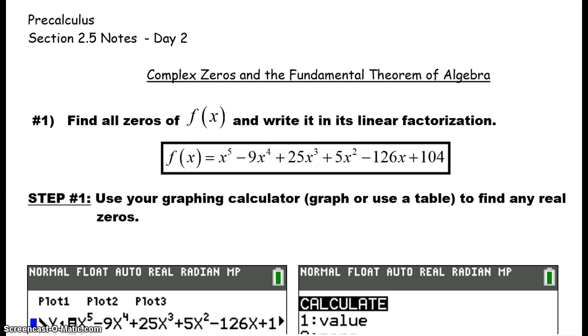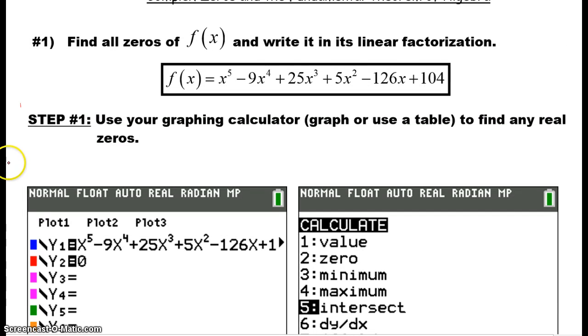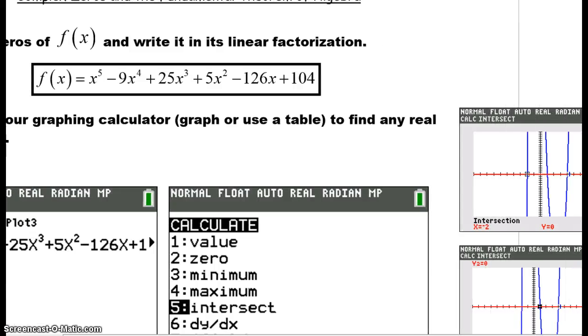So the first goal is to use our graphing calculator to find any real zeros. We need to know the real ones so that we can do some synthetic division and get down to a quadratic. So what I did is I took this degree 5 polynomial and I put that into y1 in my calculator, and then I set y2 equal to 0. That allows me to use the intersect feature and find where my polynomial intersects the x-axis. So where are my real zeros?